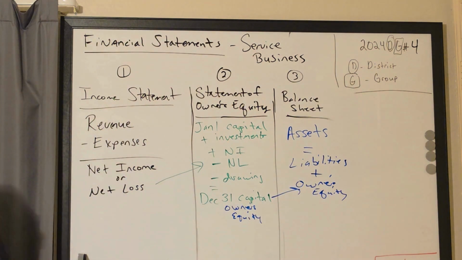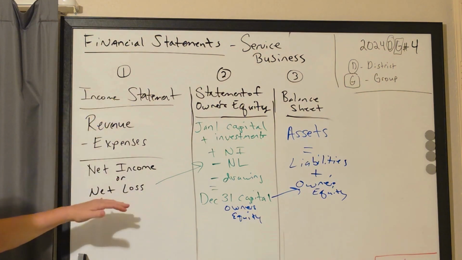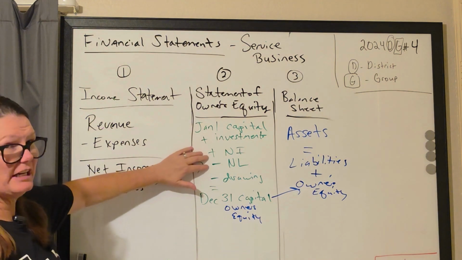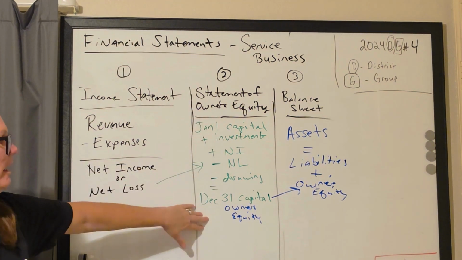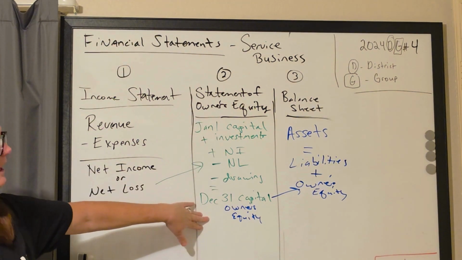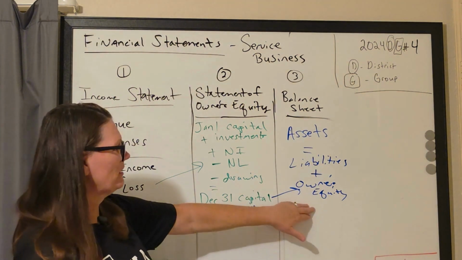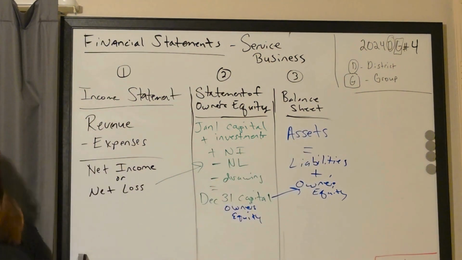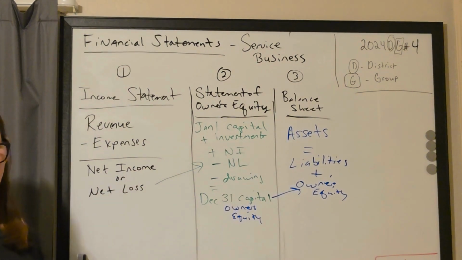So you can see why we have to do this first to calculate net income or net loss, which then goes over here to calculate our end of the year owner's equity, which goes over here to calculate your assets, which equals your liabilities and your owner's equity. So I hope this was helpful.